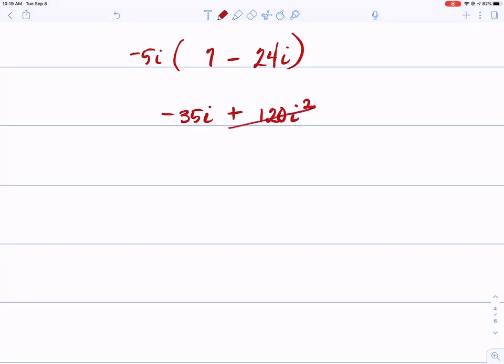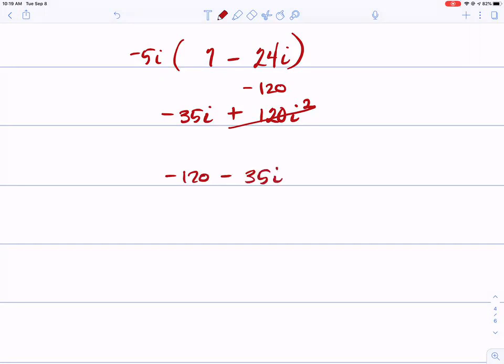All right, now I'm going to stop right here for just a minute. Would it be correct to write my answer as negative 35i minus 120? It's not in standard form. In standard form, your real part has to go before your imaginary part. So you need to trade them. It's going to be a negative 120 minus 35i.